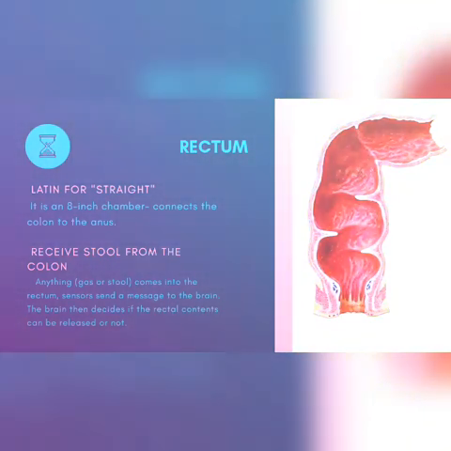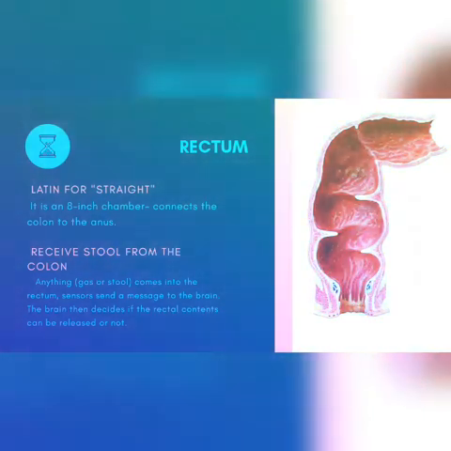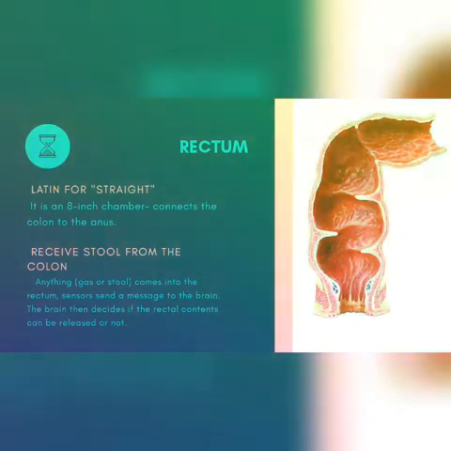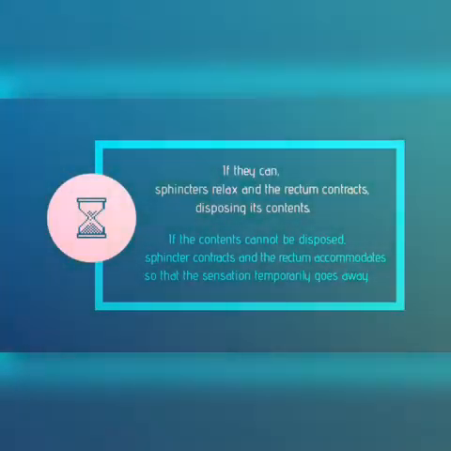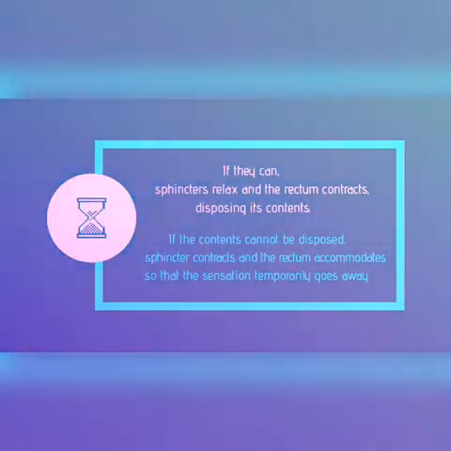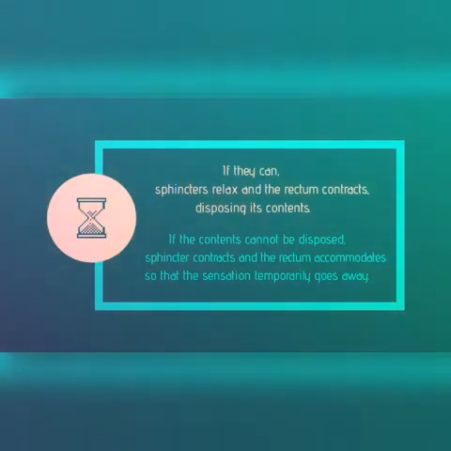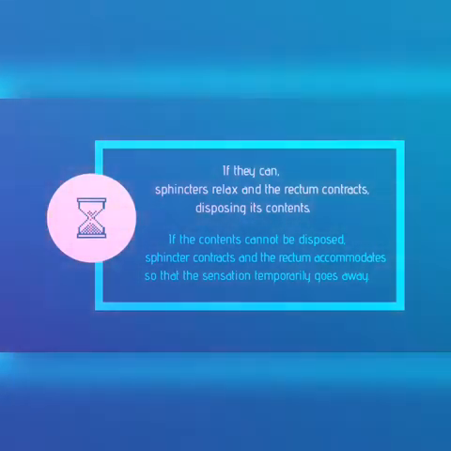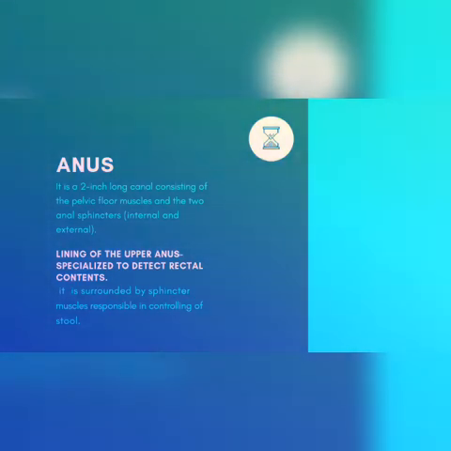When anything, gas or stool, comes into the rectum, a sensor sends a message to the brain. Then the brain decides if the rectal contents can be released or not. If they can, the sphincters relax and the rectum contracts, disposing its contents. But if the contents cannot be disposed, the sphincter contracts and the rectum accommodates so that the sensation temporarily goes away.